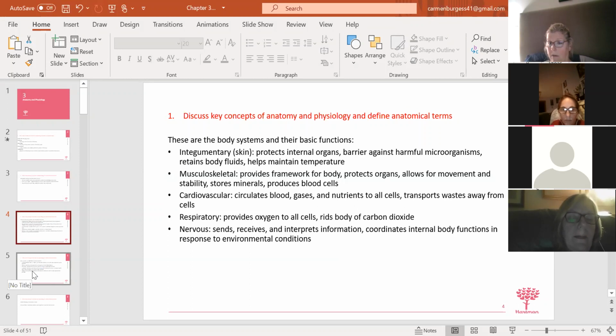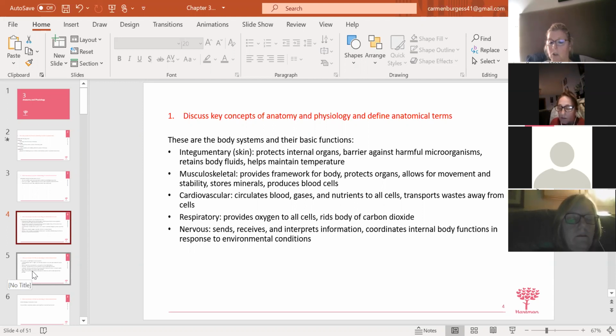Did y'all already get that written down? Yes. The purpose of the cardiovascular system is to circulate blood and nutrients to all the cells and transport gases and waste away from the cell. Okay. But we didn't get the 10 body systems.